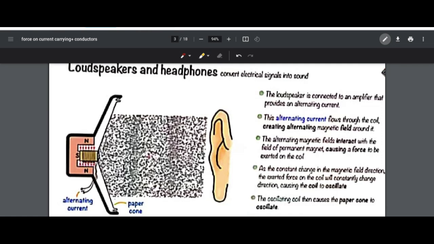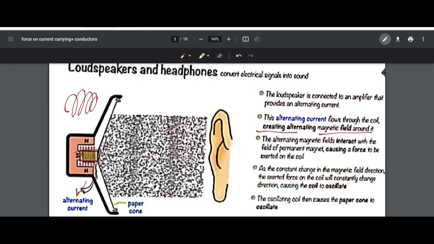So this is a loudspeaker that is connected with the amplifier. That amplifier provides an alternating current. This alternating current flows through the coil. We have a coil. This is the alternating current, and this is the coil. Look here, this is a coil that is wound around an orange box. And the next thing is that the alternating current through the coil creates a magnetic field around it, and that is current flowing around a coil, which will induce a magnetic field.